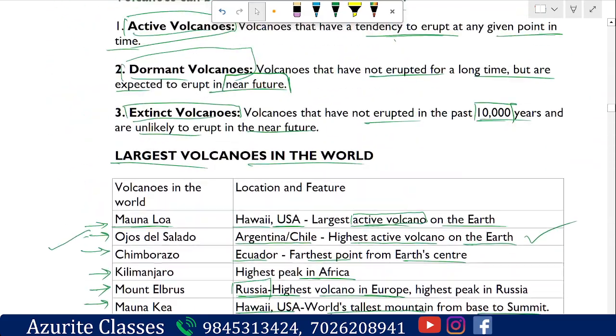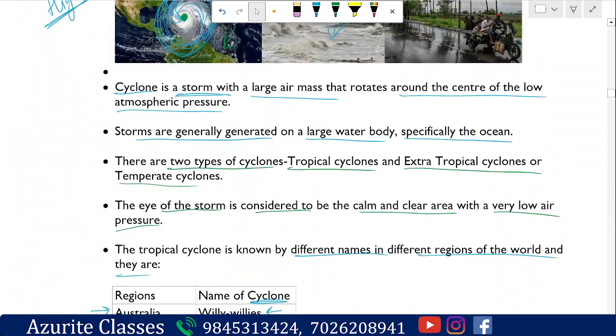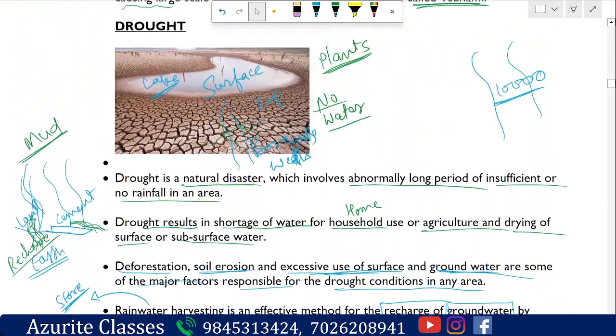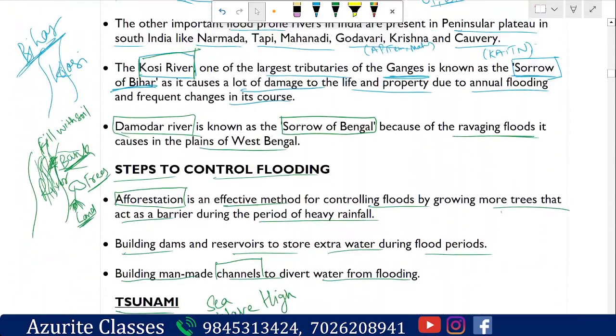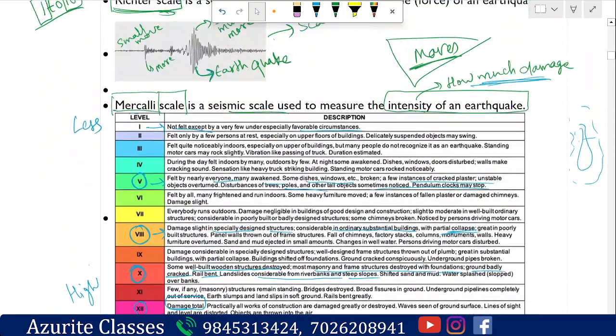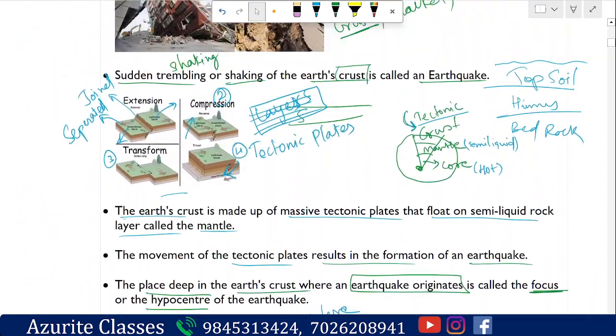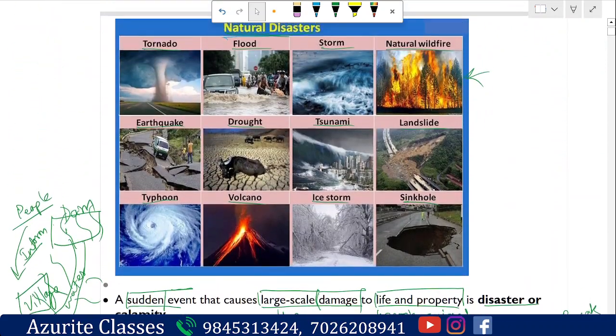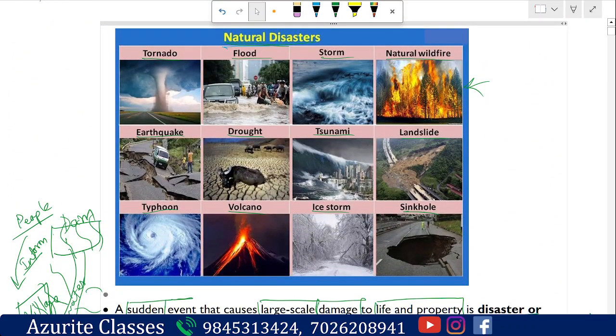So we have studied volcanoes, and then cyclones, drought, tsunami. Flood we have studied, and also the earthquake. So any doubt for anyone? No doubt. So will everyone write down the notes? Yes. Okay, good.